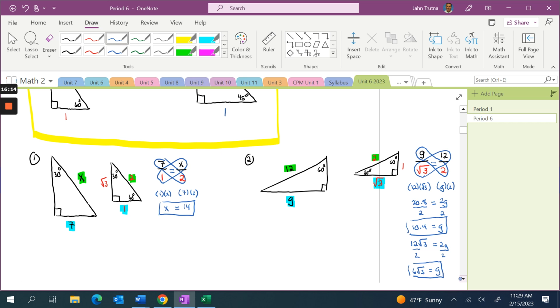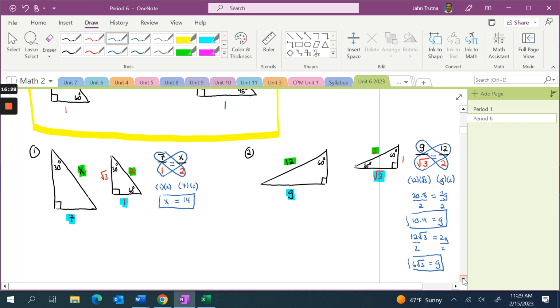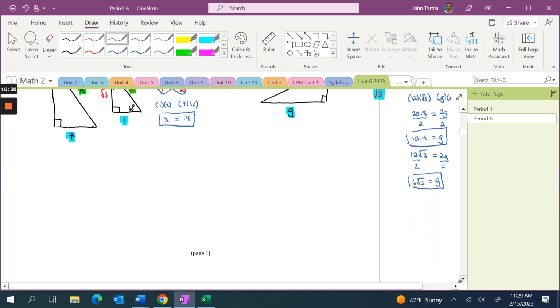I actually had a teacher once in college that never let us put decimals for answers. So when we were doing these special right triangles, we always had to express our answer like that. We never multiplied it out. That's an option for you if you want to do it, okay? Let's go on to example number 3.